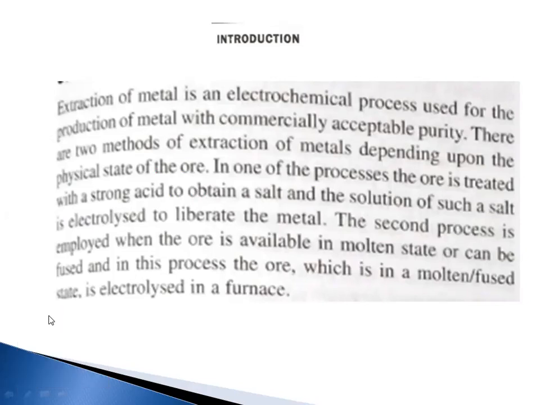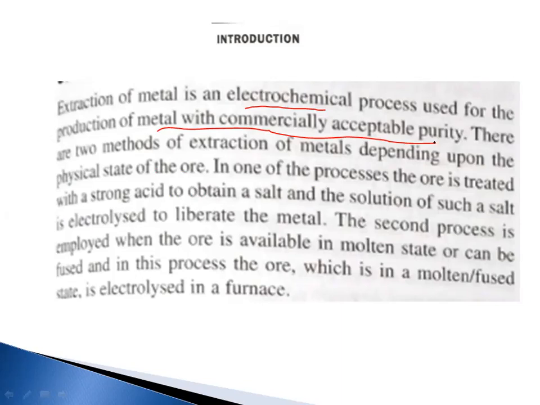So what we have understood is that extraction of metal is basically an electrochemical process, and it is used for production of metal with commercially acceptable purity. Because of this commercially acceptable purity, the metal should be deposited in such a manner that the amount of non-pure elements is eliminated.